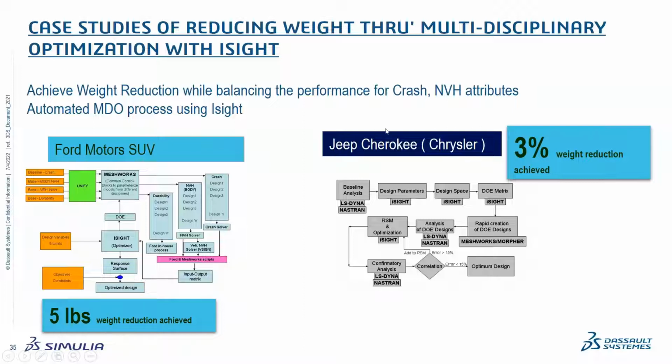Similarly, this is with the Jeep Cherokee model, where a similar type of analysis has been done. We start with the baseline analysis. Typically the crash and NVH models were taken, and from there design parameters were created, and we did the DOE matrix from there, and all the analyses were run, and finally we created a response surface model and went to the optimizations. And here we were able to reduce around 3% of weight.